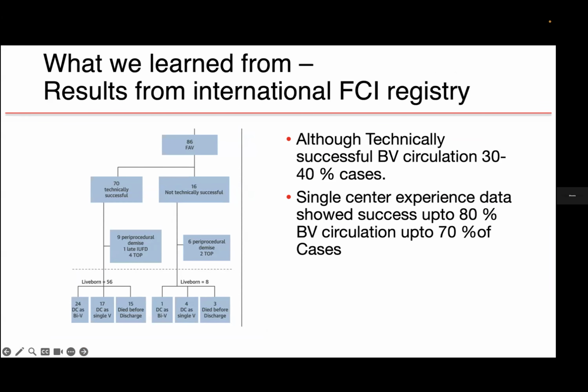So what do we learn from the results of the international FCI registry? Is it always success that we can anticipate? And does technical success transfer to the biventricular circulation? Our aim is to achieve a biventricular circulation. In their entire series, you can see that the biventricular circulation was achieved only in 30 to 40% of the cases. But when they analyzed the single center experience data, the success rate was up to 80%, and biventricular circulation was even achieved up to 70%.